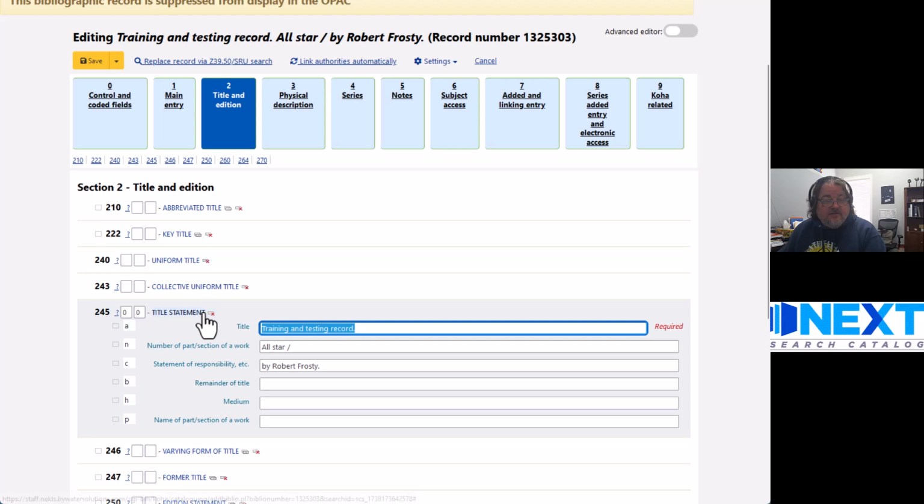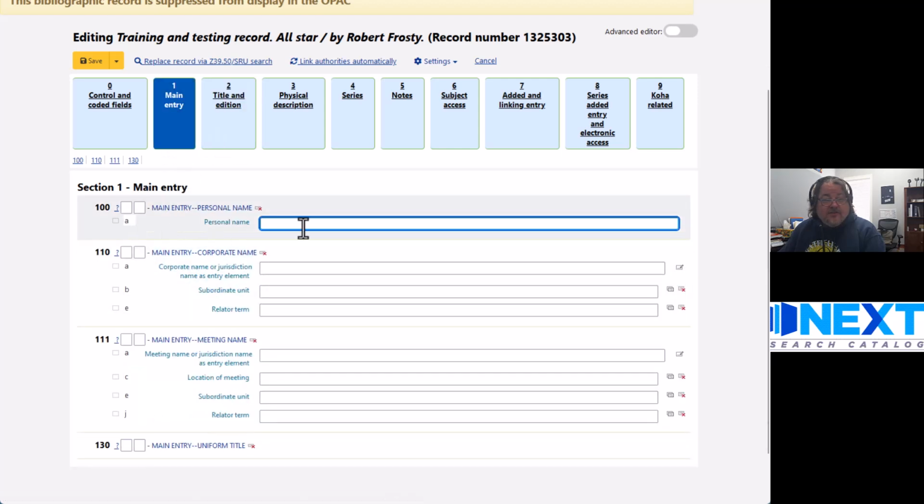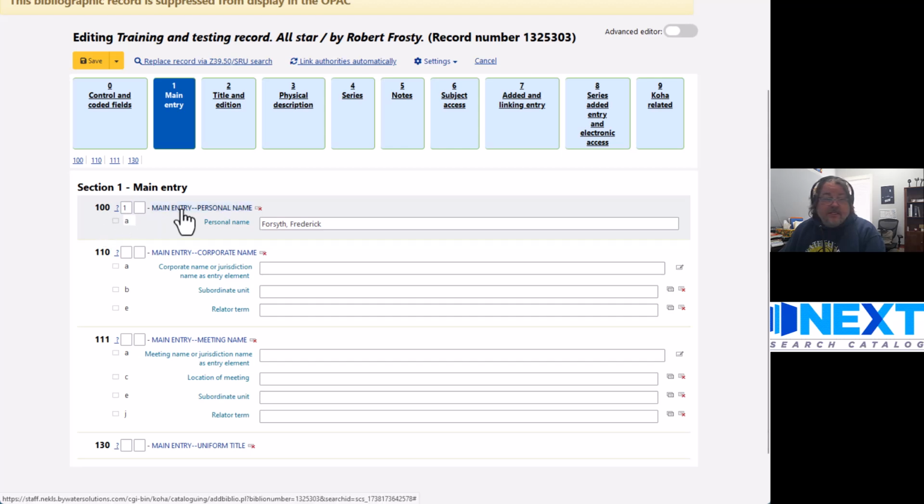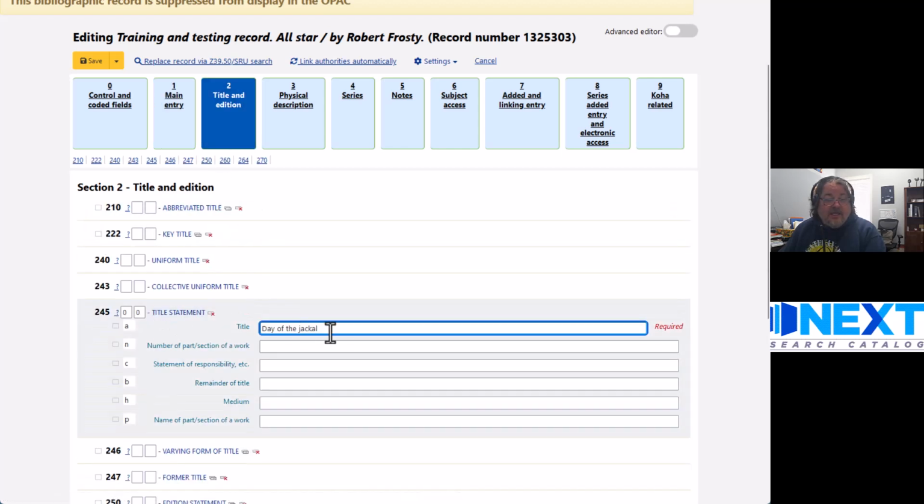So let's clear this field out. Let's say Day of the Jackal. If we're talking about Day of the Jackal, the movie, the first indicator would be a 0 because there is no author's name associated with the movie. If it's the book by Frederick Forsyth, we put the author's name there, we take the cursor out, and it's going to update that 100 first indicator. And in the title statement, when we type the title and take the cursor out, we've got Day of the Jackal.